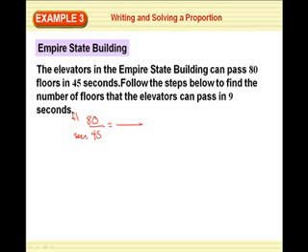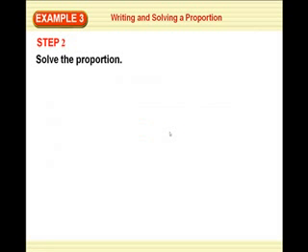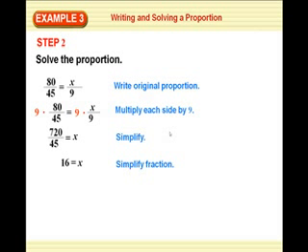How many floors can the elevator pass in 9 seconds? Now 9 can't go on the top because we have floors on the top. So 9 goes here and this is an x. And I see that's pretty friendly. 9 times 5 is 45. So what times 5 is 80? And I believe it's 16. So you can do 16 floors in 9 seconds. So let's see how they do it. They write the proportion, same way. They solve it. Oh, they're doing it the algebra way, which I wouldn't do unless you absolutely had to. We should get the same answer. Yep, we do.